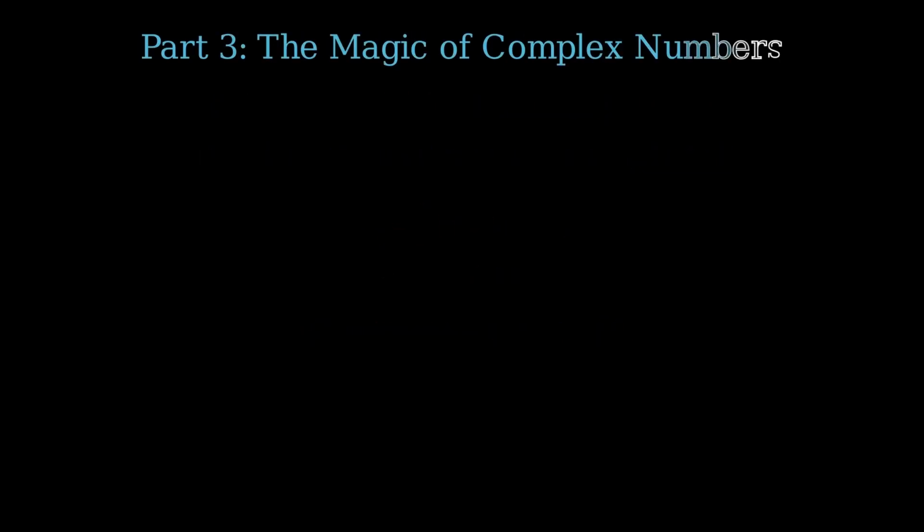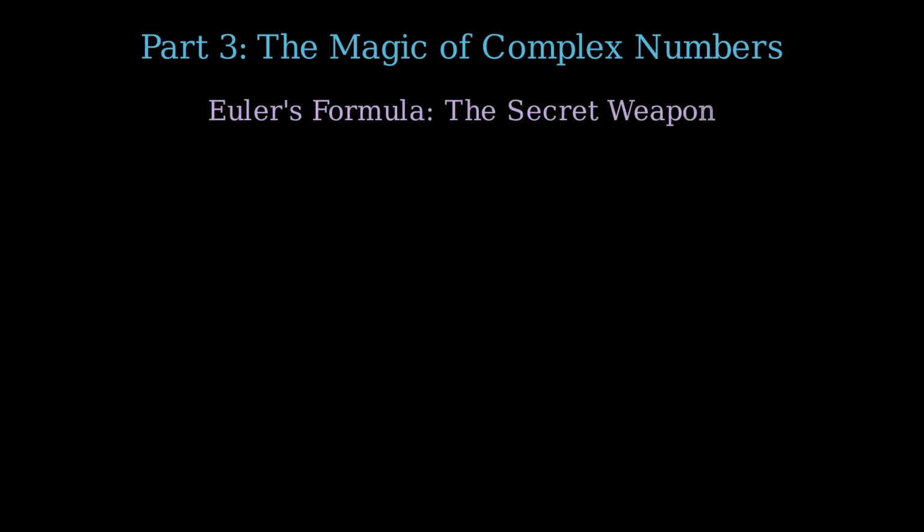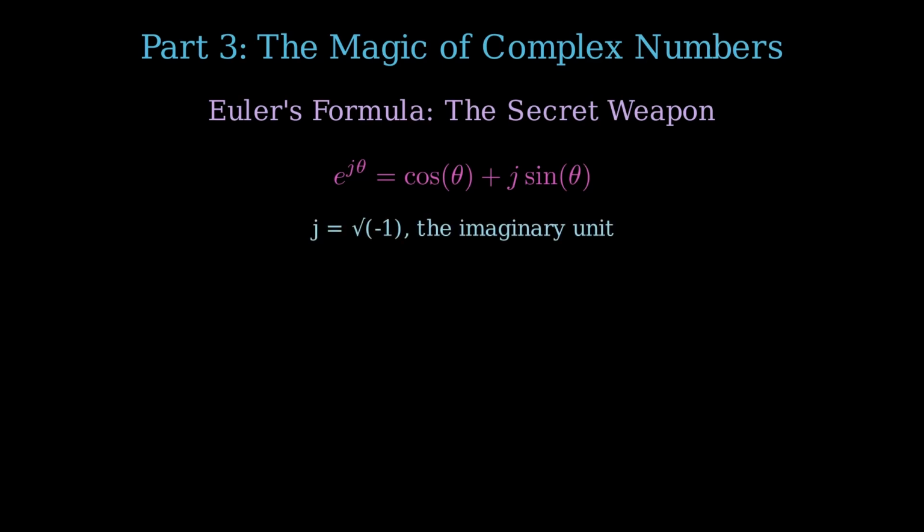So, how do we simplify this? We turn to the magic of complex numbers. Our secret weapon is a beautiful mathematical identity known as Euler's formula. It states that e to the power of j theta equals cosine theta plus j sine theta, where j is the imaginary unit, the square root of -1.